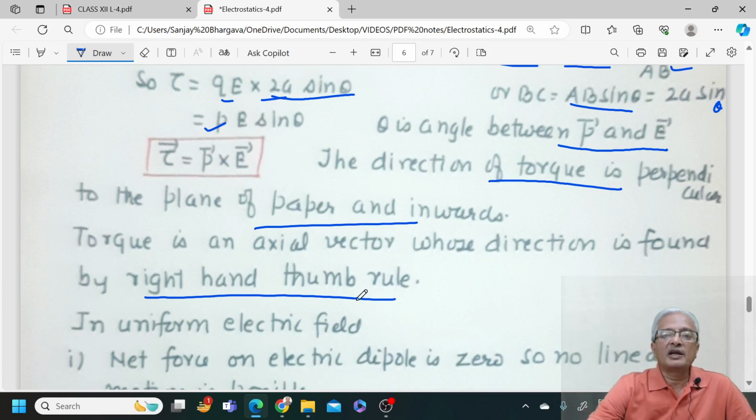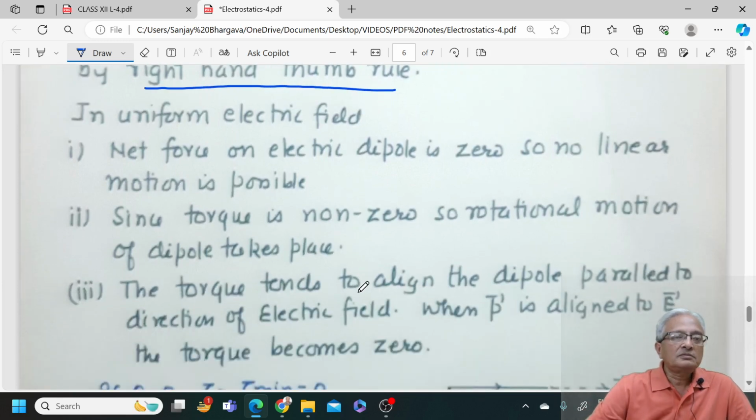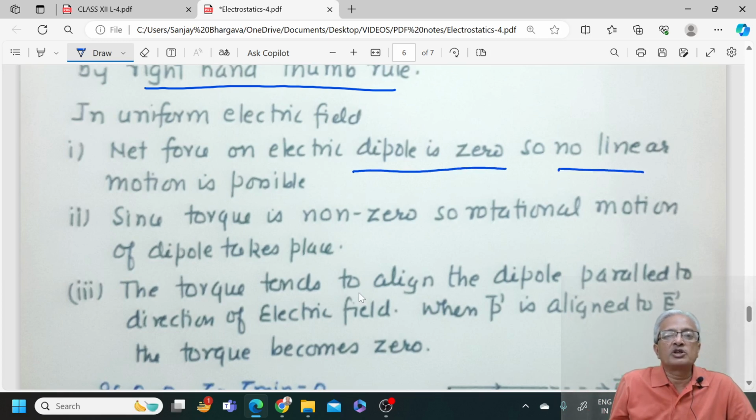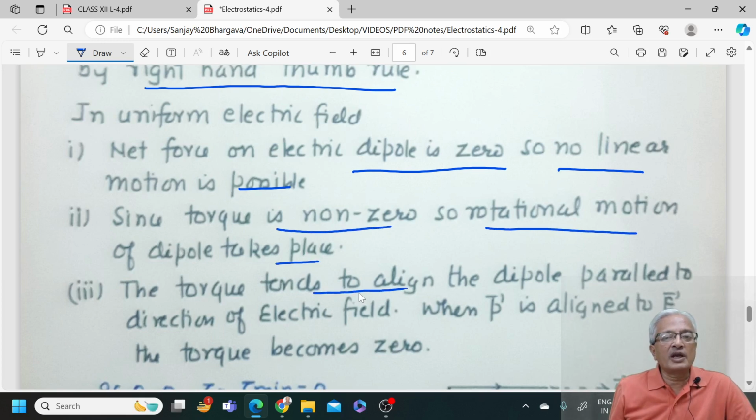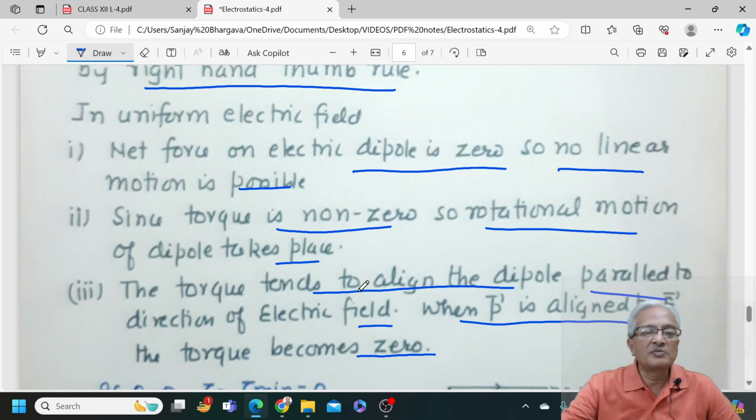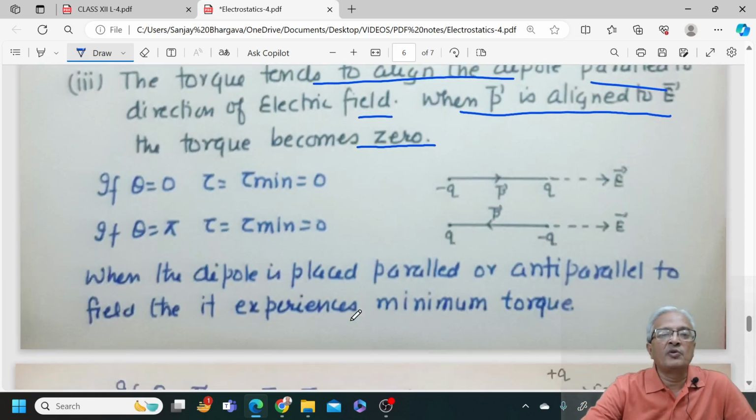In a uniform electric field, what do we observe? The net force on the dipole is zero, so linear motion of the dipole is not possible. Net torque is non-zero, so rotational motion of the dipole takes place. What does the torque do? It tends to align the dipole parallel to the direction of the electric field. When P is aligned in the direction of E, the torque becomes zero. So that is something called stable equilibrium.